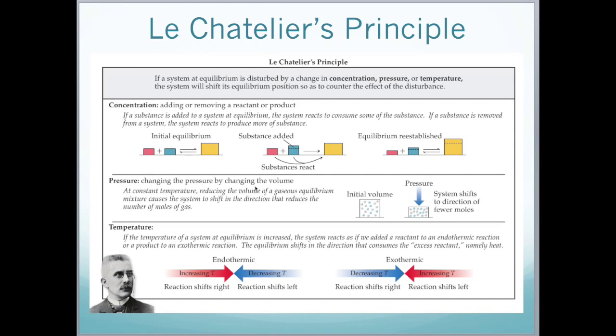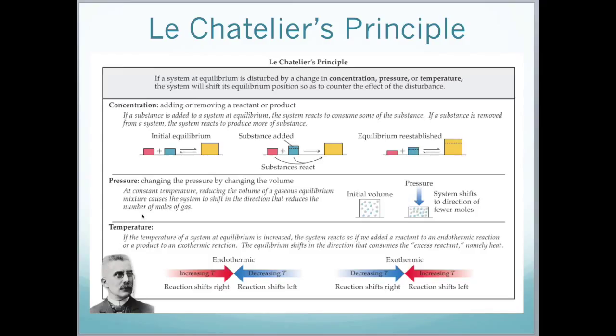To change the pressure, we need to change the volume. So we can see here the initial volume, and when we increase the pressure, we are making the area where the particles are smaller, and this produces a change in the equilibrium. Therefore, the equilibrium will shift in the direction of fewer moles.